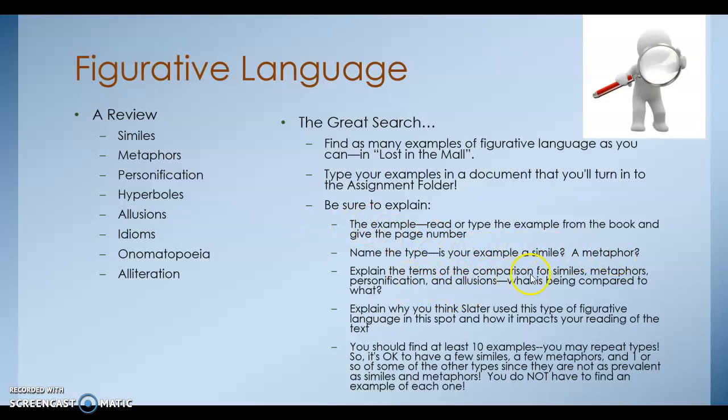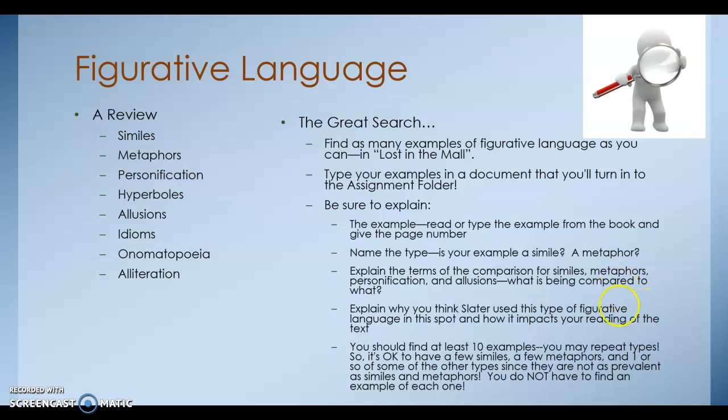Explain the terms of the comparison for similes, metaphors, personifications, and allusions. In other words, what's being compared to what? Remember, when we say she's like the wind when she runs, we would say a girl running is being compared to the wind blowing, right? And that's the terms of the comparison.